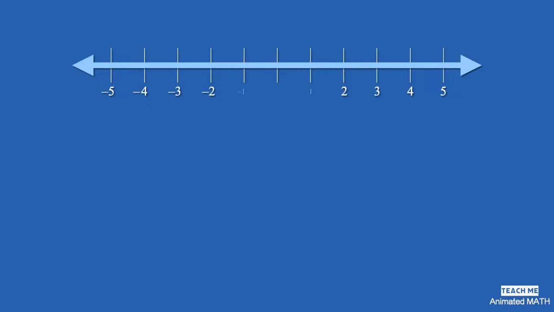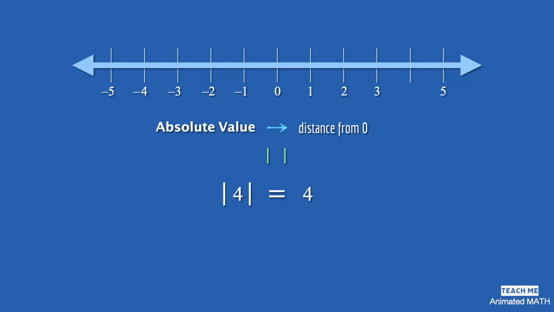So what is absolute value? The absolute value of a number is its distance from zero on the number line. The symbol for absolute value is two straight lines. For example, the absolute value of 4 is 4 because it is 4 units away from 0.